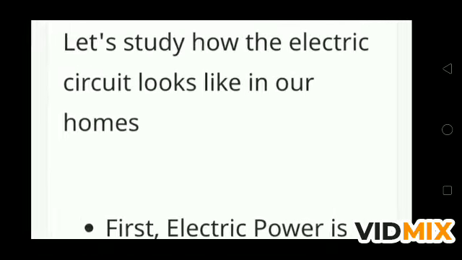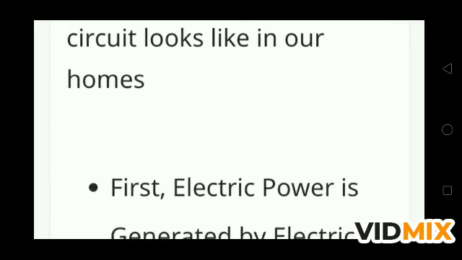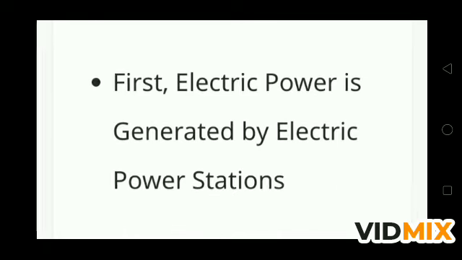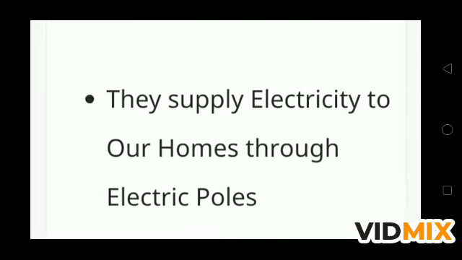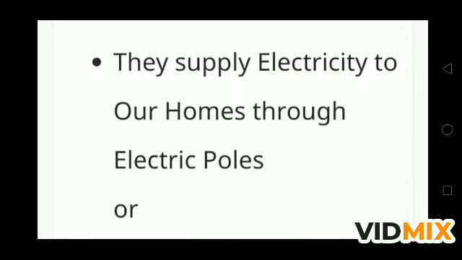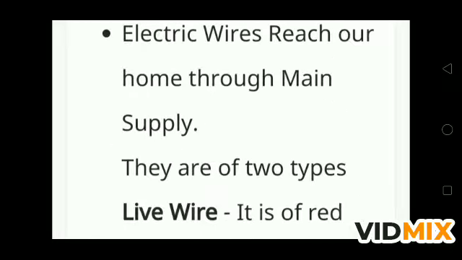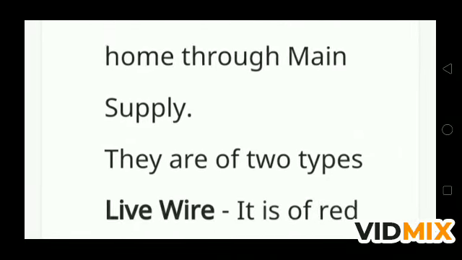Now, how does the electric circuit look in our homes? First, you see a wire which is coming from the electric power generated at the power station. They supply electricity to our home through the electric poles or underground cables. Next, electric wires reach our home through the main supply. They are of two types.